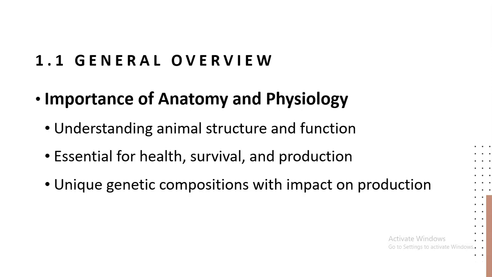So we are going to start with the general overview, which has to do with the importance of anatomy and physiology. The importance of anatomy and physiology as far as farm animals are concerned include the following: 1. Understanding of animal structure and function, because these are essential for animal health, survival, and production.